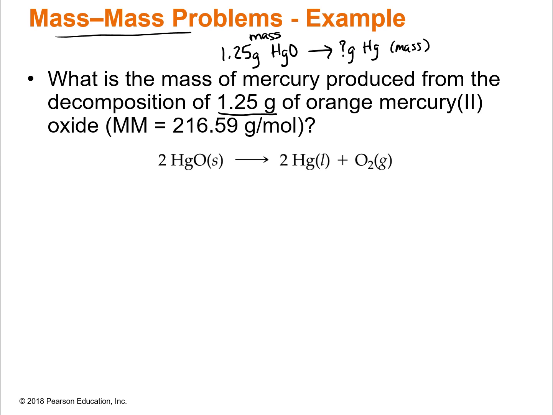Now that you know what type of problem it is, when you have your Rolodex of problem types, you can just pick through and choose the one that makes sense to use to solve the problem. I'll give you the generic formula for how to solve this, and then I'll put in our actual numbers. So if you have a certain number of grams of substance A, the first thing you need to do is get to moles.